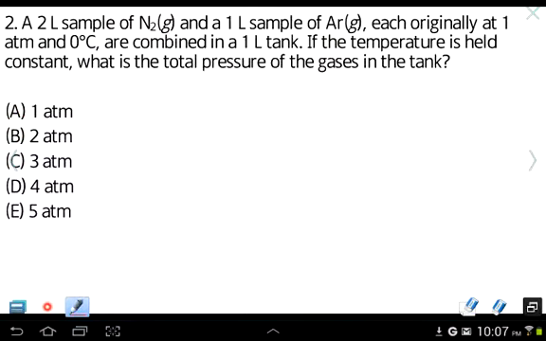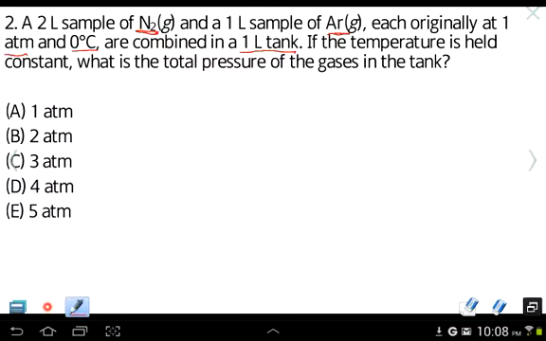Example 2, another question. Actually, this one is more quantitative. So we have a 2-liter sample of N2 gas and a 1-liter sample of argon gas, each originally at 1 atmosphere and 0 degrees Celsius, are combined in a 1-liter tank. If the temperature is held constant, what is the total pressure of the gases in the tank?